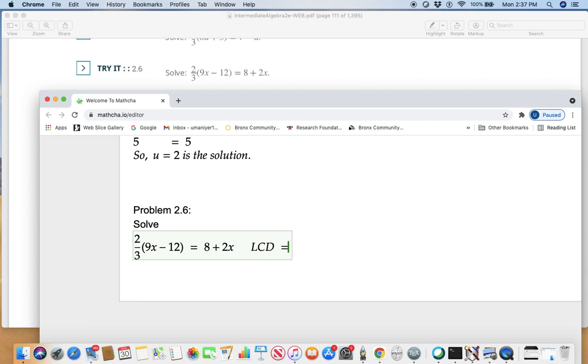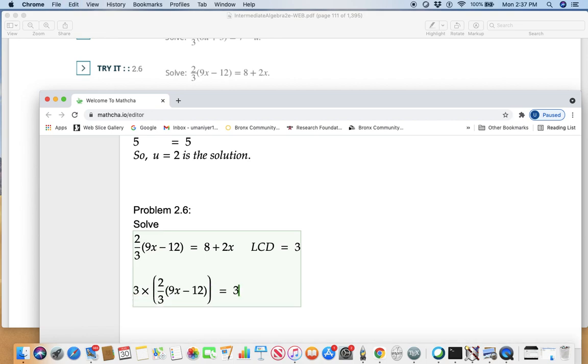What's the least common denominator? It is 3 because that's the only denominator. You're going to multiply the equation by 3. 3 times the left-hand side. Remember, these are entire sides, so write down the entire sides in parentheses, equals 3 times the right-hand side.